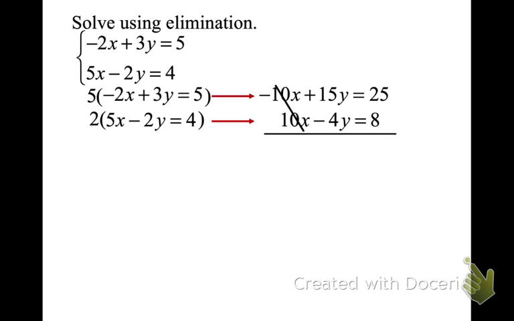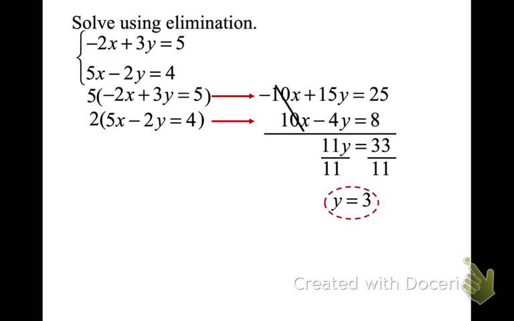Look at how I show my arrows and show the new equation. Do not put it underneath. It's hard for me to find out if you're doing it right. Put it to the right and arrow over. Now, we end up with 11y equals 33. Divide both sides. And y equals 3.